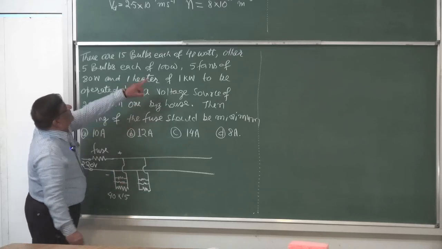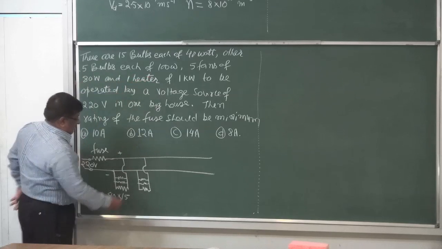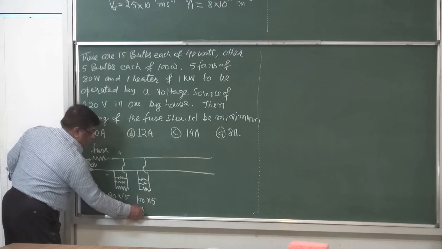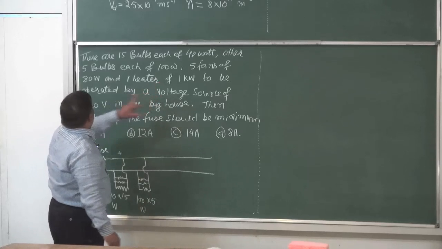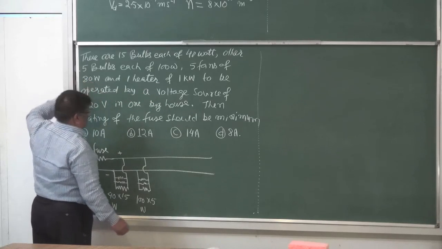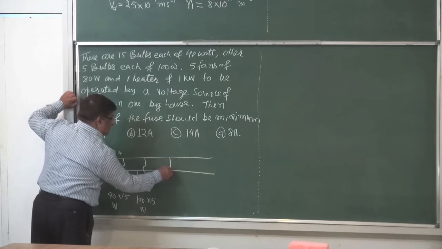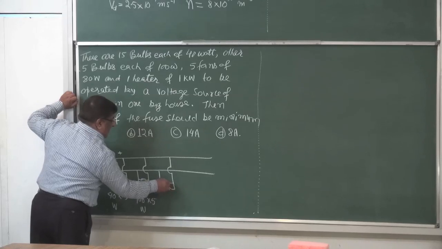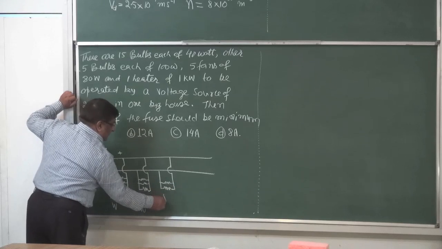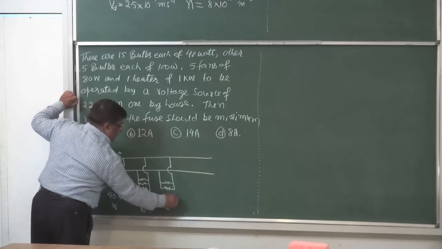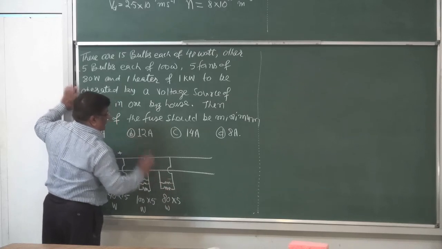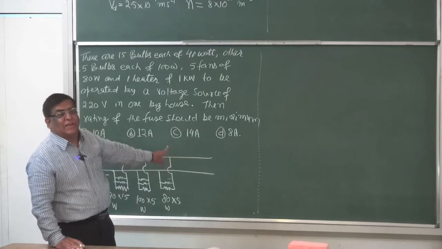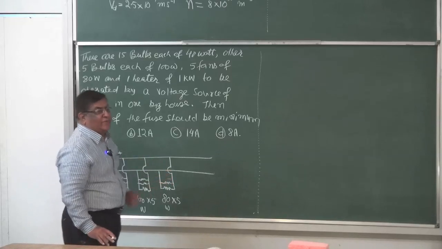So these are 5 bulbs, 100 watt. After that, 5 fans, 80 watt. Here we have 5 fans, 80 watt: 1, 2, 3, 4, 5. We are making this schematic diagram just to calculate the load. The rooms of a house are not like this. Okay, it is simply a diagram for the load.